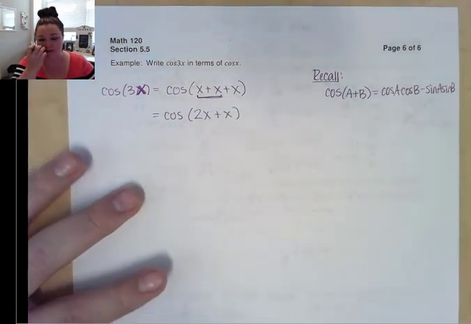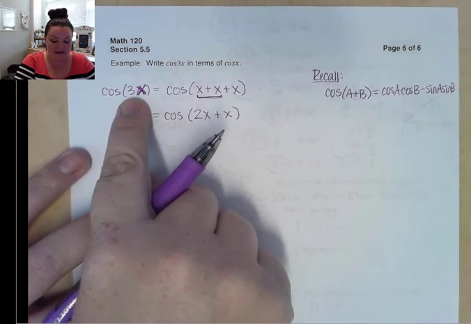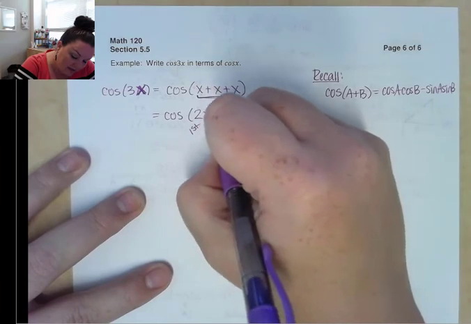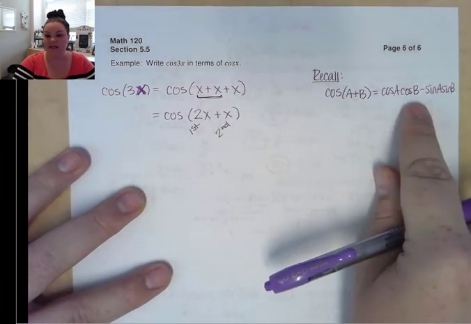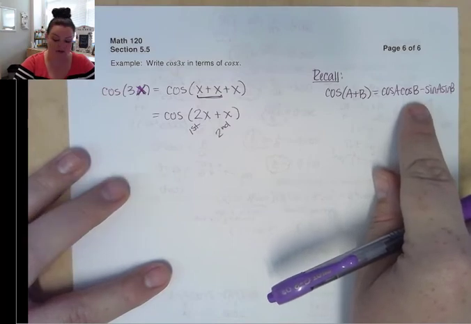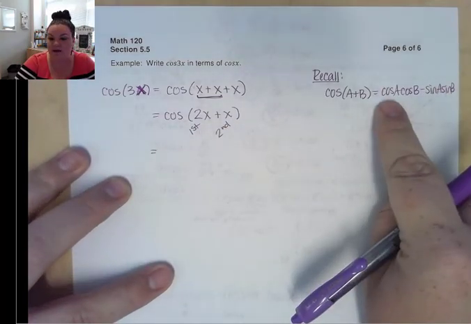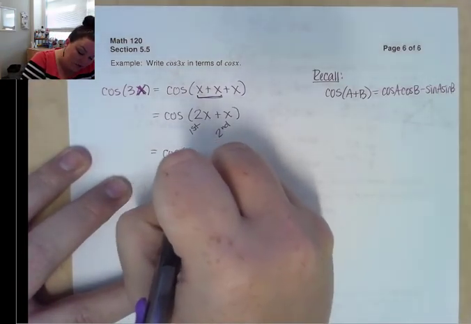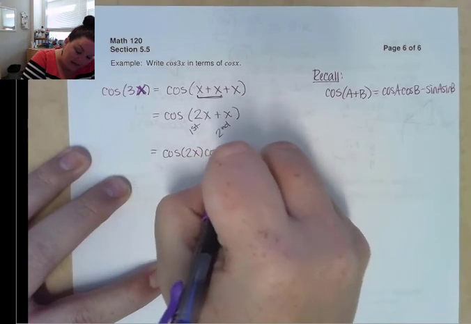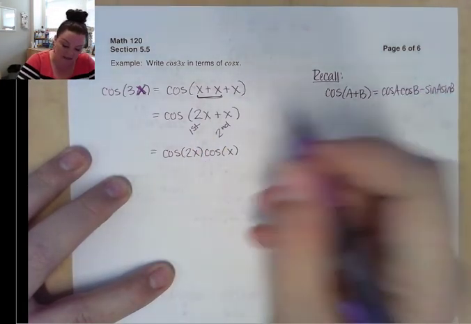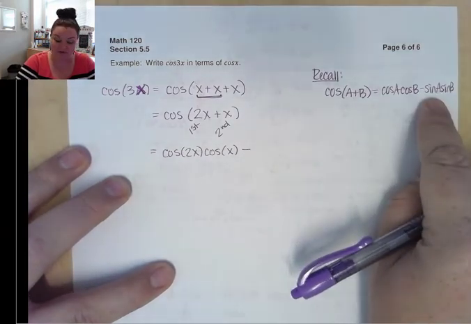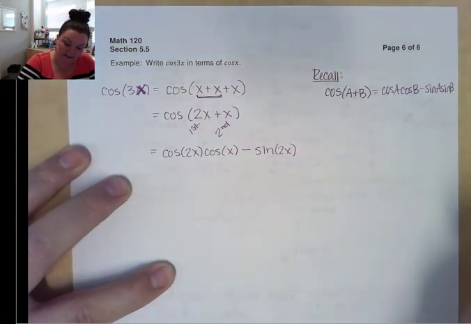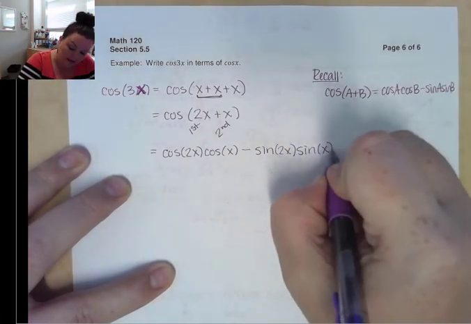So I'm going to break up 3x and write it as 2x plus x. That way this is my first angle and this is my second angle, and I can plug it into my CAB-SAB formula, which says to do cosine of my first angle times cosine of my second angle. So that's going to give me cosine 2x times cosine x, and then I subtract sine of my first angle, so sine 2x, times sine of my second angle, so sine x.